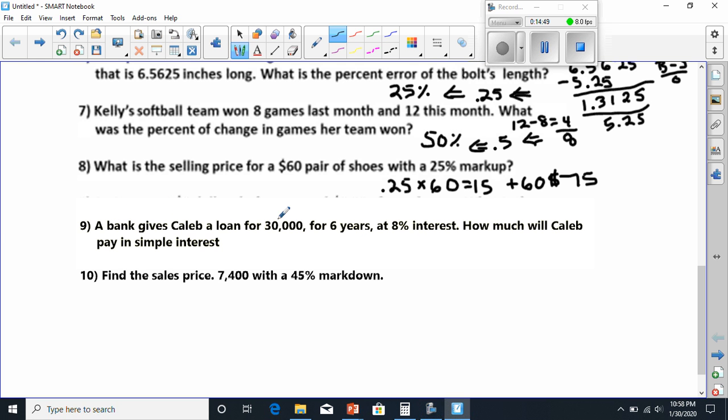So the bank gives Caleb a loan for $30,000 for 6 years at 8% interest. How much will Caleb pay in interest? Well, let's see. For this one, they gave us the principal, the time, and the rate. So the minute they did that, I knew I was going to use I equals PRT. That's the interest equals the principal times the rate times the time. So let's see if this works out. First, we've got the principal, right? That's going to be 30,000, excuse me. Then we've got it multiplying to 6 years. And we're going to be multiplying it to 8%. And we move that decimal over twice, it'd be 0.08. Okay? So we're going to be multiplying these three numbers together. It should give us our interest.